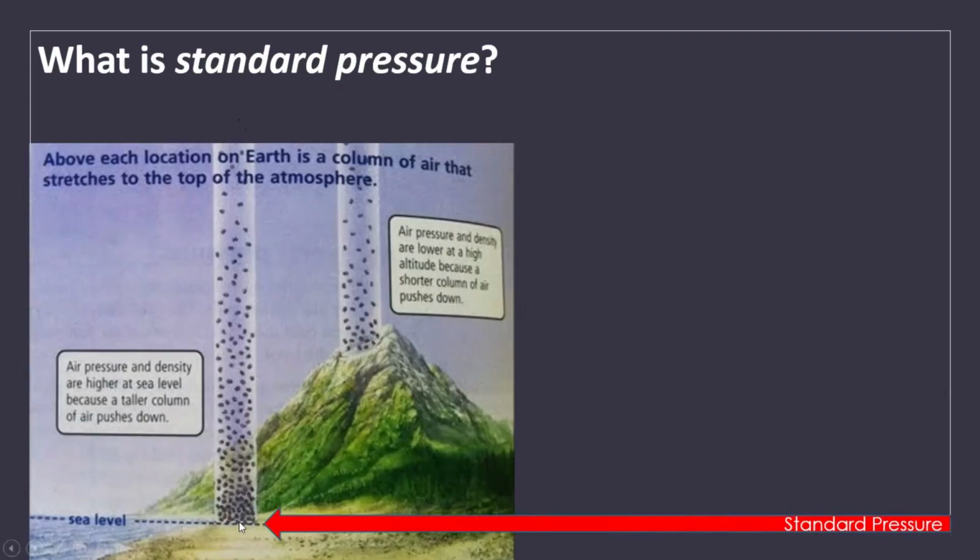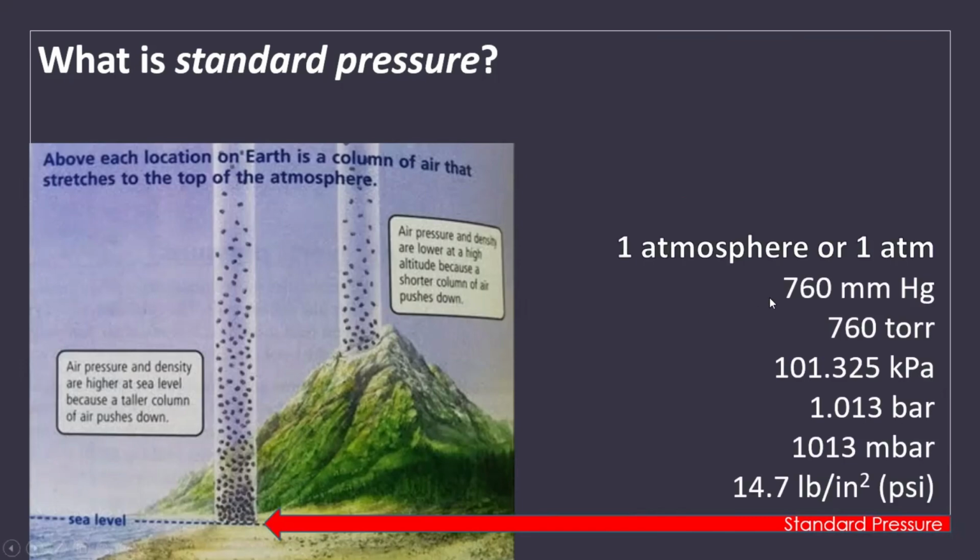At the bottom right here on the ground at sea level is how much pressure that column of air exerts. Of course, as you go up a mountain or to higher elevations, there's less air pressure on you. So that is where you would have the most air pressure in the world. All of these different units are ways to measure air pressure, and right here, they're all equal to what the pressure is at standard pressure.